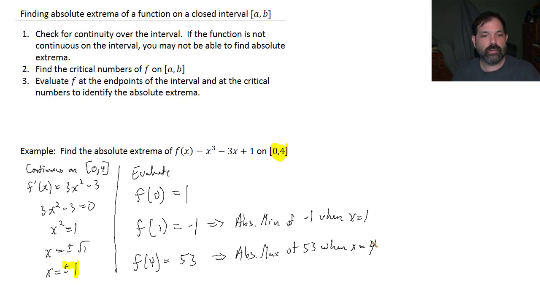The f of 0 equals 1 doesn't give us any other information that we can use. So that's an example of how we can use critical numbers and the extreme value theorem to help us find absolute extrema for a function over an interval. Let's see some more examples.